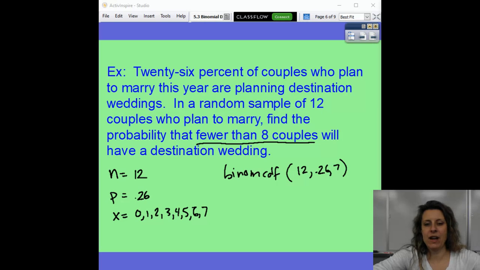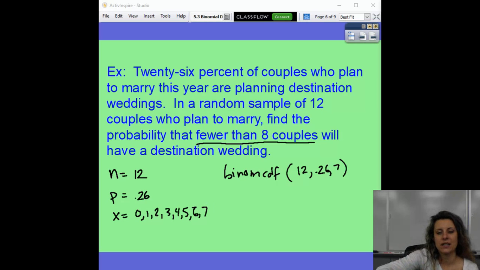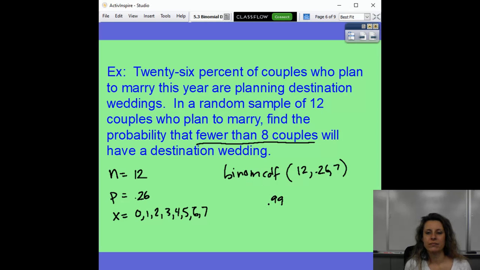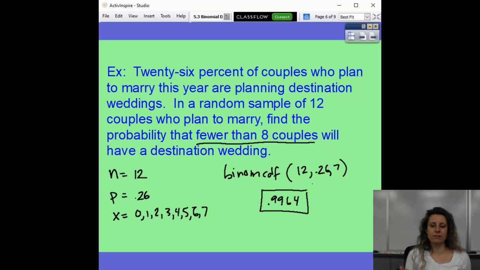All right, let's make sure that I select the correct distribution here. Binomial CDF, perfect. n is 12, probability is 0.26, and the x value, the highest one that we want, is 7. Again, the calculator is going to add all of those probabilities together for me, so it's saving me a lot of time there. That probability comes out to 0.9964. Again, rounded to 4 decimal places.